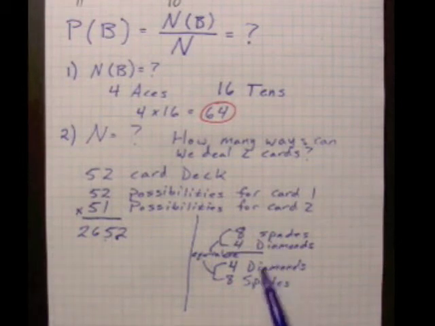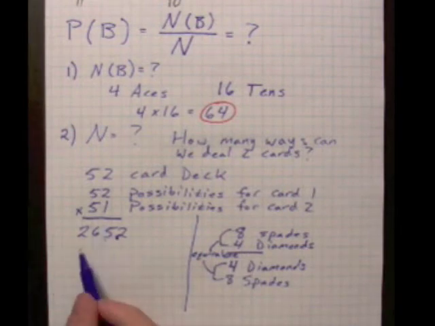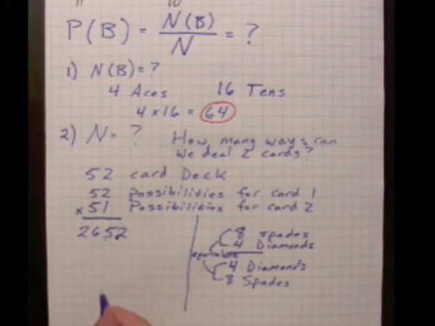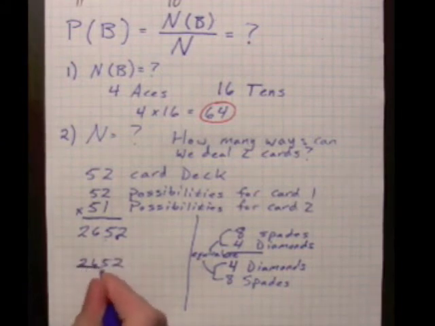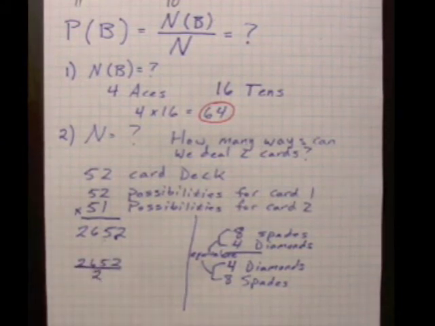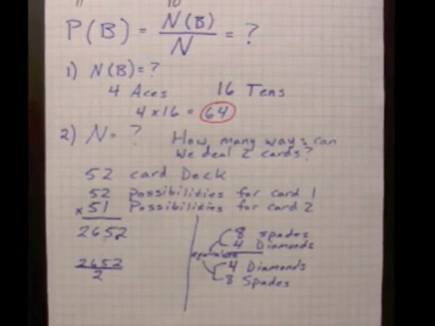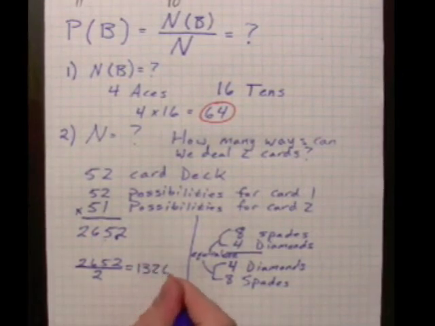Well, for any group of 2 cards, there are 2 ways that it can be dealt. So there's going to be exactly one duplicate for every possible combination. Okay, that is, we need to divide 2,652 by 2. Okay, because exactly half of this 2,652 are duplicated pairs of cards. Well, 2,652 divided by 2 is 1,326.